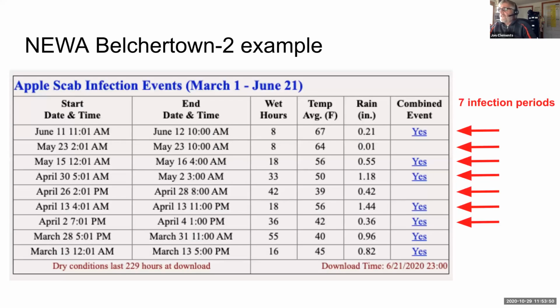So for example, Belchertown 2, which is a NEWA weather station, remember the maturity started April 1st. So beginning April 2nd, we had an infection period, April 13th, April 26th, as indicated by these red arrows, April 30th, May 15th, May 23rd, and June 11th was the last infection period spray after ascospore maturity reached 100%, for a total of 7 infection periods. That's an example for NEWA Belchertown 2 using the rain-wise weather station.